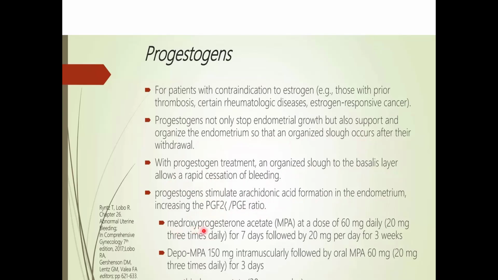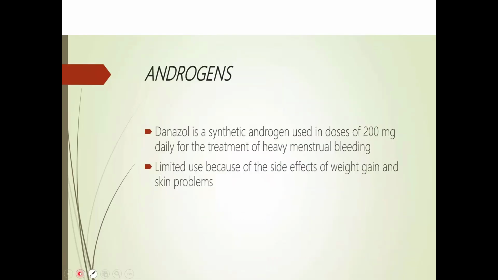And medroxyprogesterone acetate, MPA, at the dose of 60 mg daily, or 20 mg 3 times daily for 7 days, followed by 20 mg per day for 3 weeks is given. And depot MPA means medroxyprogesterone acetate 150 mg intramuscularly, followed by oral MPA 60 mg, or 20 mg 3 times daily for 3 days, is given. Androgens. Danazol is a synthetic androgen used in doses of 200 mg daily for the treatment of heavy menstrual bleeding. Limited use because of side effects of weight gain and skin problems.